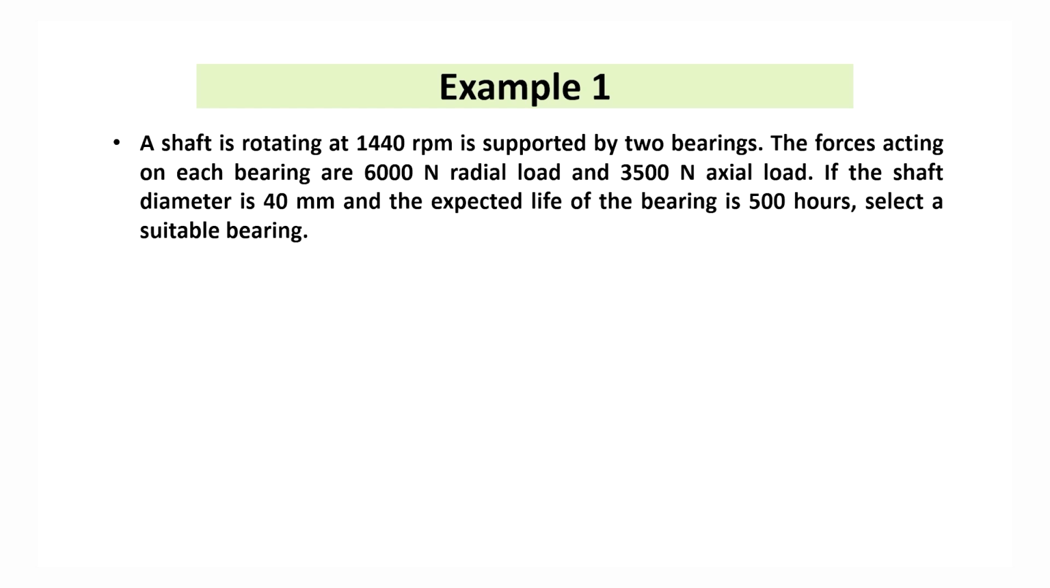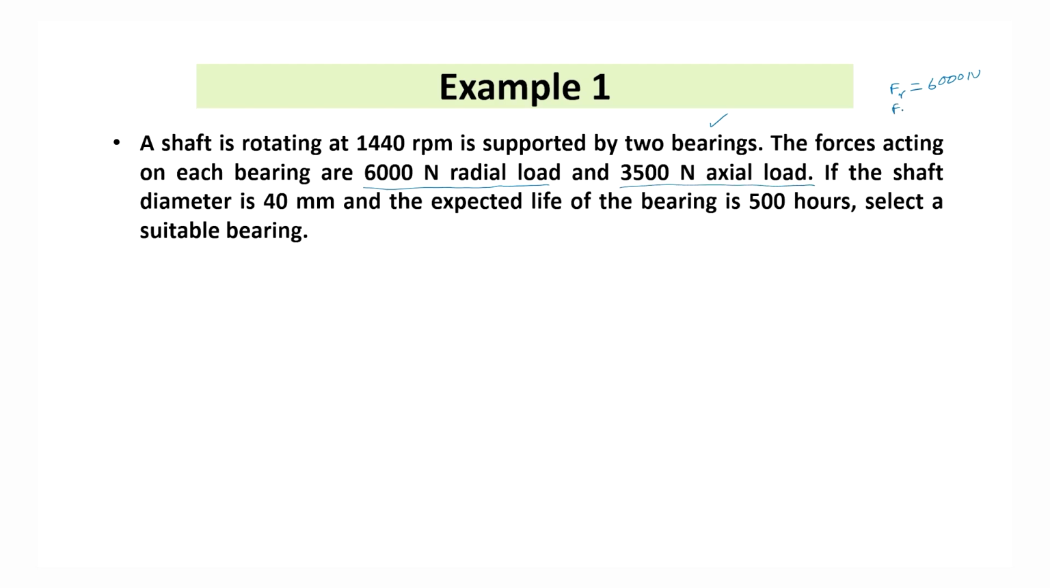A shaft rotating at 1440 rpm is supported by two bearings. The forces acting on each bearing are 6000 Newton radial. So, on this bearing, the radial load which is acting, Fr, is 6000 Newton, and 3500 Newton axial.